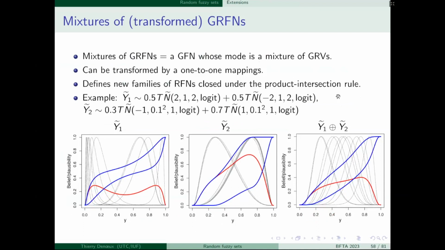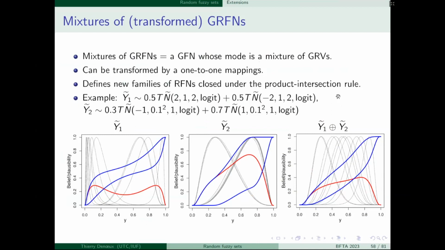And now you can also further extend this with mixtures, because you can define a mixture of Gaussian random fuzzy numbers as a Gaussian fuzzy number whose mode is a mixture of these Gaussian random vectors, and that also can be transformed by a one-to-one mapping. So for instance, here y1 tilde is a mixture of two logit normal random fuzzy numbers, and y2 is a different mixture. We see here the contour functions in red, and in blue we have the lower and upper CDF, and we can combine them and we get the combination.